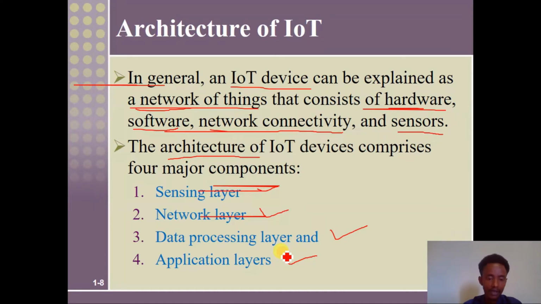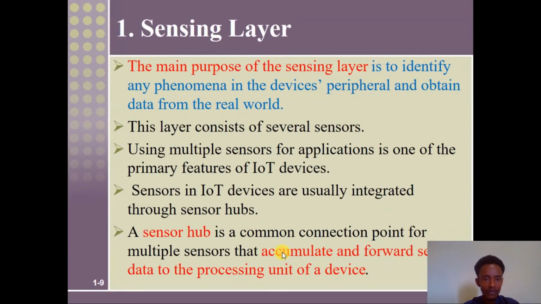Let us see each of them in turn. The first one is the sensing layer. What is the purpose of the sensing layer? We have said many things about it in part 1 of chapter 4.